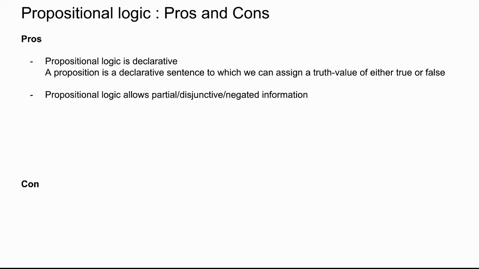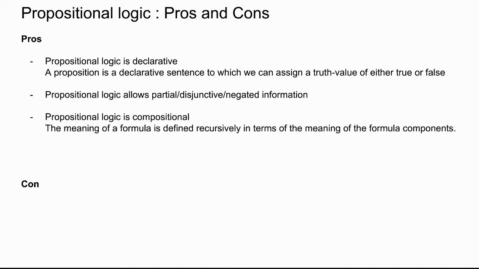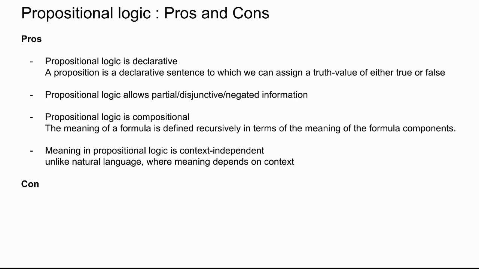The second one is that propositional logic also allows partial, disjunctive, and negated information. Partial information, like we have seen in some of the examples where we do not have full information about a game, we can use propositional logic to even represent that kind of partial information. Propositional logic is also compositional, meaning that you can take smaller components and combine them in various ways recursively to make a composite statement which can be a lot more complex than those simple parts of the whole.